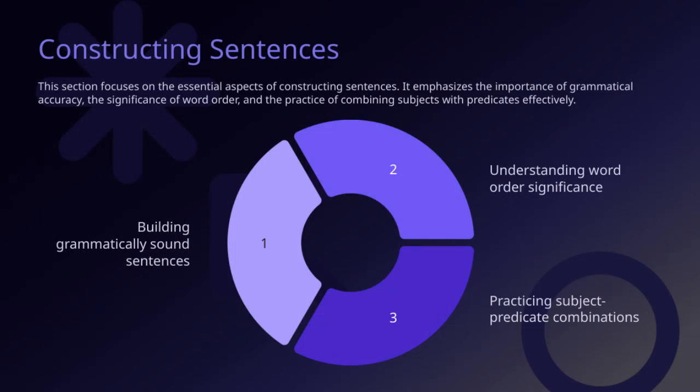Now, let's focus on practicing subject-predicate combinations. This is a crucial step in building strong, clear sentences. Understanding the importance of word order helps us make sure our messages are accurate and easily understood. When we put subjects and predicates together correctly, we create sentences that are grammatically sound and meaningful. Remember, the key here is not just knowing the rules, but actively practicing how to combine subjects with predicates effectively.